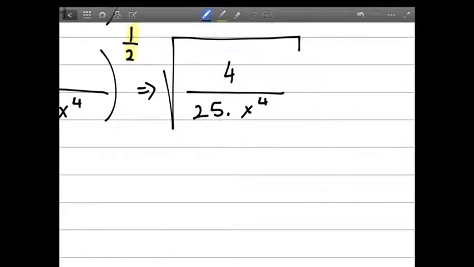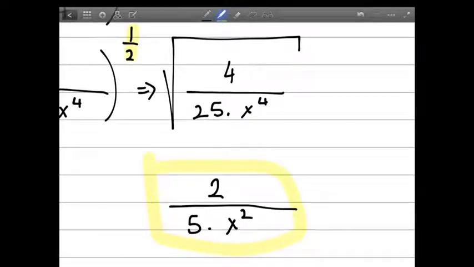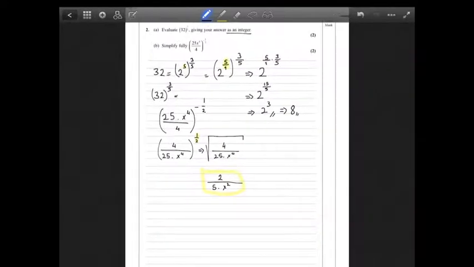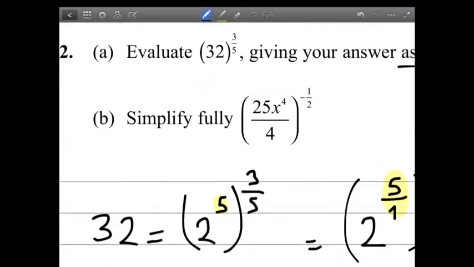That turns to the square root of 4 over 25 times x to the power of 4. That will turn to: the root of 4 is 2, the root of 25 is 5, x to the power of 4 becomes x squared. This is the simplest form of the given term here.